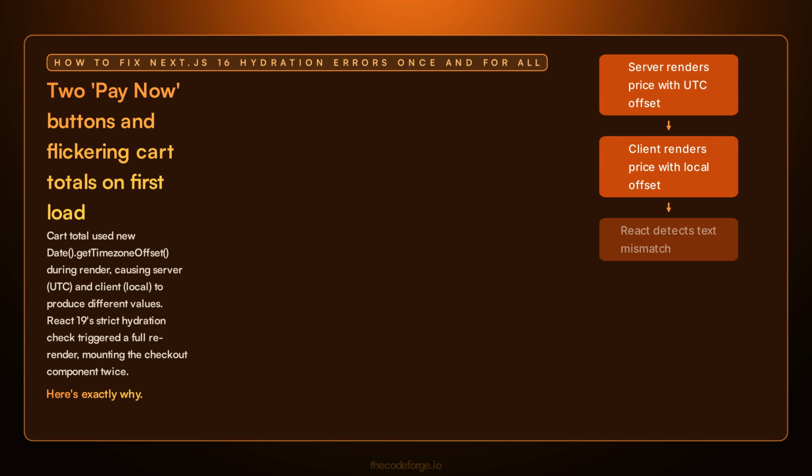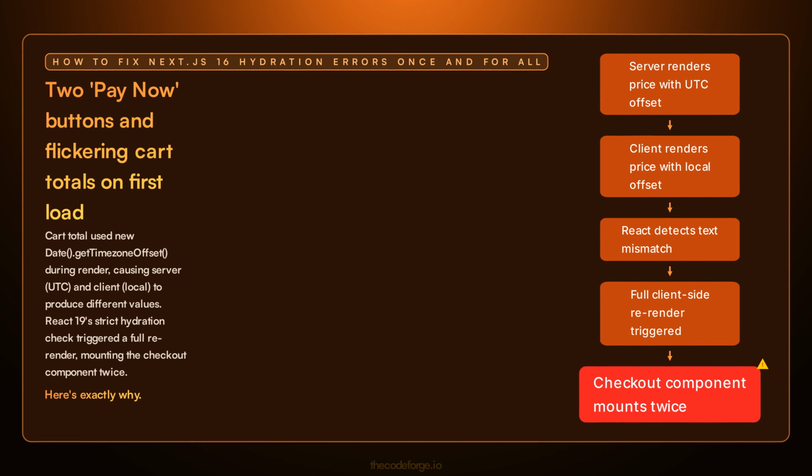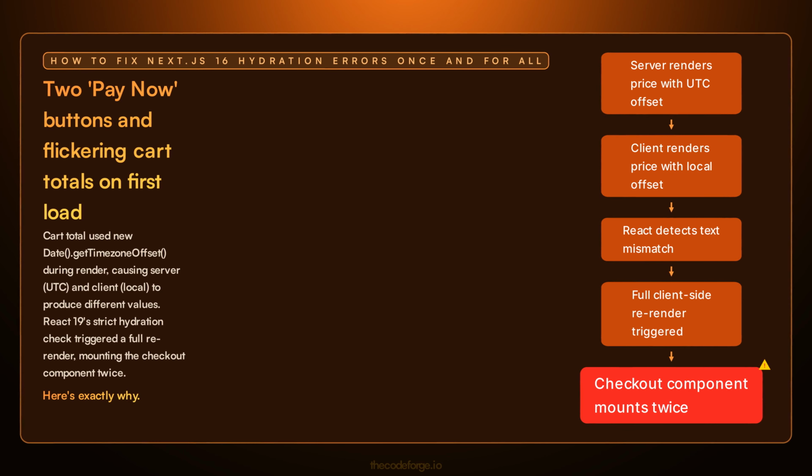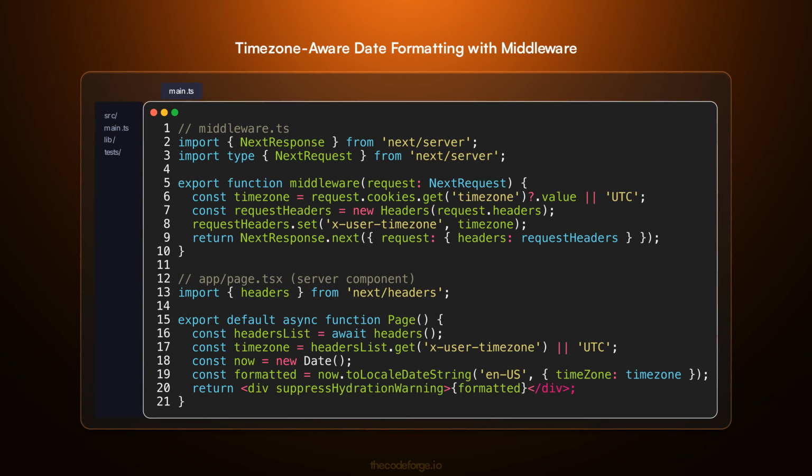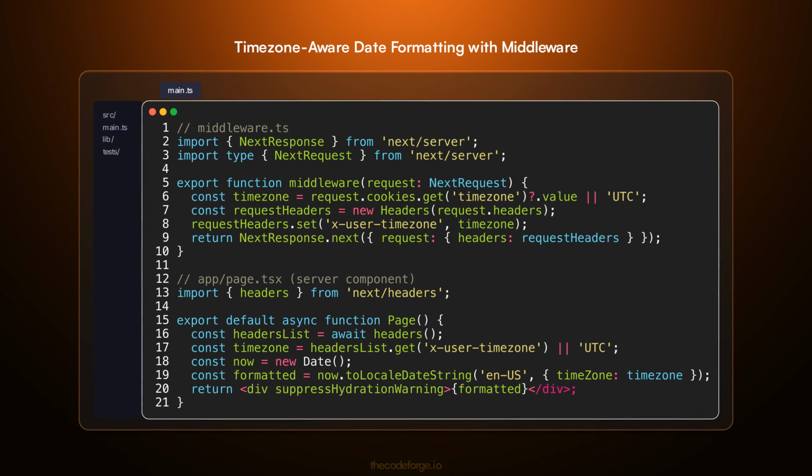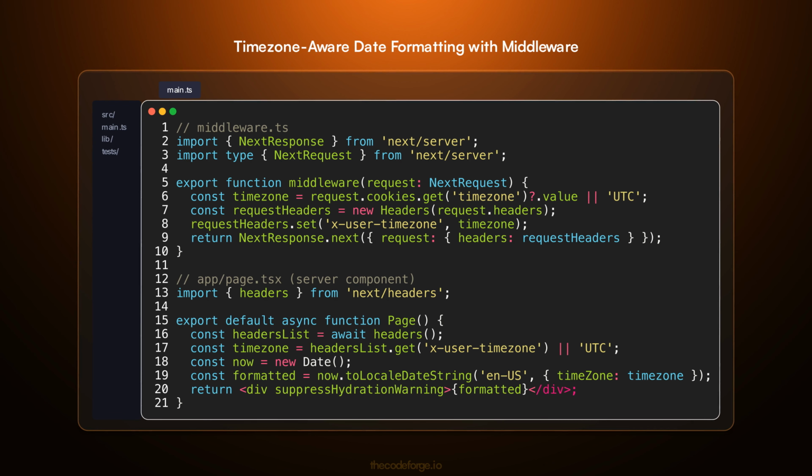Your checkout page just duplicated the Pay Now button and flickered two different prices on first load. The culprit: a timezone offset calculation that changed between server and client. The article mentions passing locale from middleware via accept language header, but doesn't show the pattern.